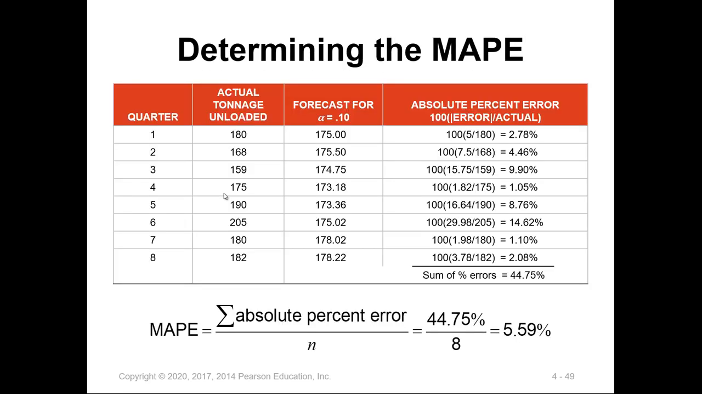Back to our example, with alpha equal to 0.1, the percent error will equal 44.75. Dividing that by n equal 8, we get 5.59%. If we calculate the mean absolute percent error with alpha equal to 0.5, it will be 6.75, which again confirms that it's better to use the forecasted data using alpha as 0.1.